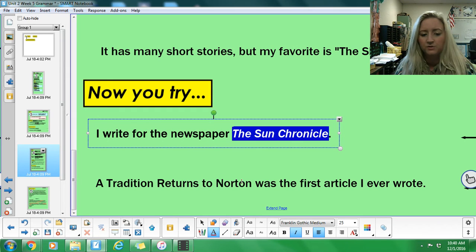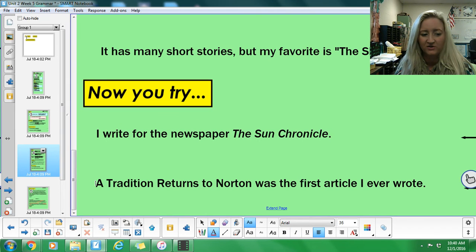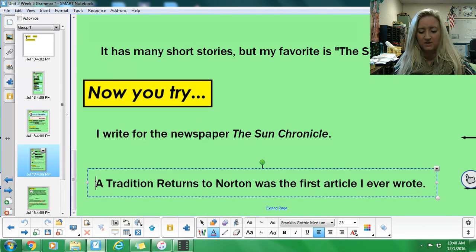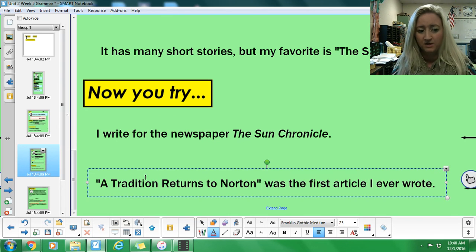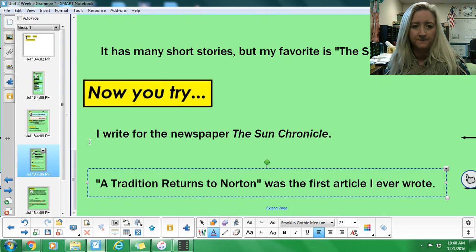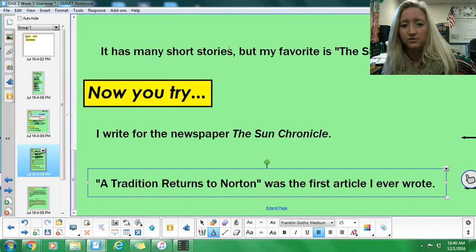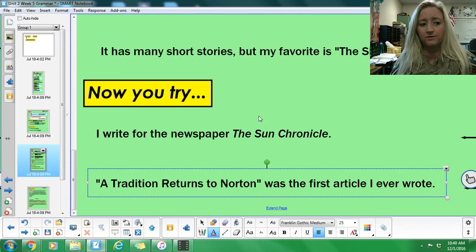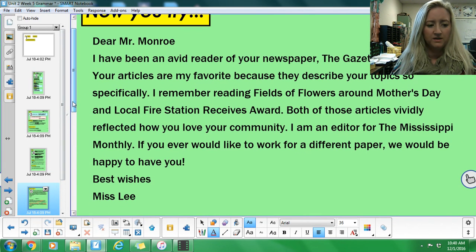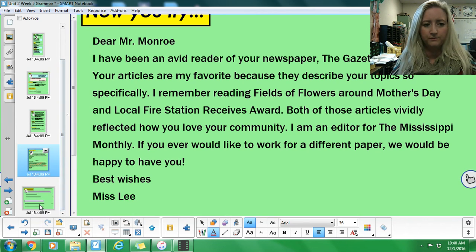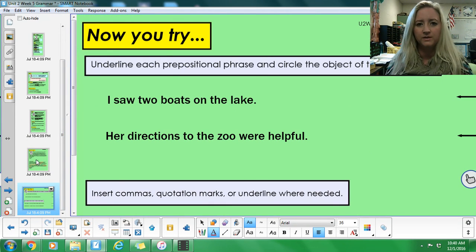A Tradition Returns to Norton was the first article I ever wrote. So there's an article. Articles are within a bigger piece, so they get quotation marks around the title. Remember, look for those capitalized letters to know when the title starts and ends. So try the third page in your packet. This is great practice for when you write some of your own writing. And in the next video, we'll do a little bit of proofreading and a little bit of review.